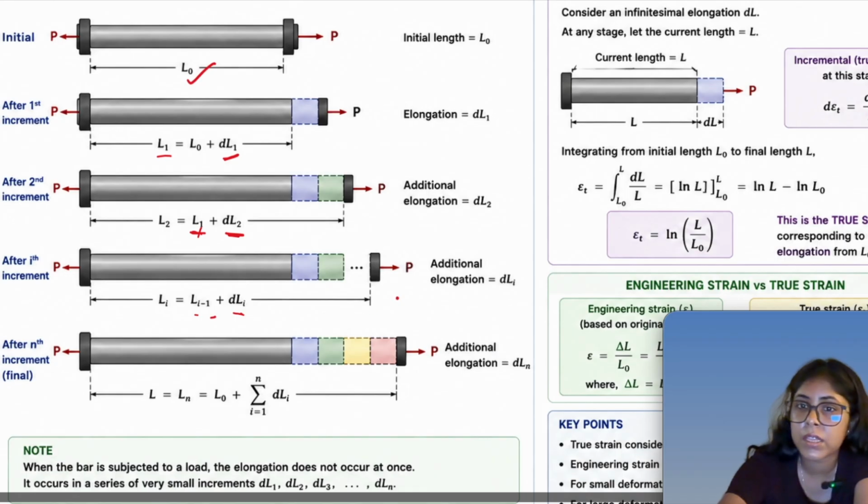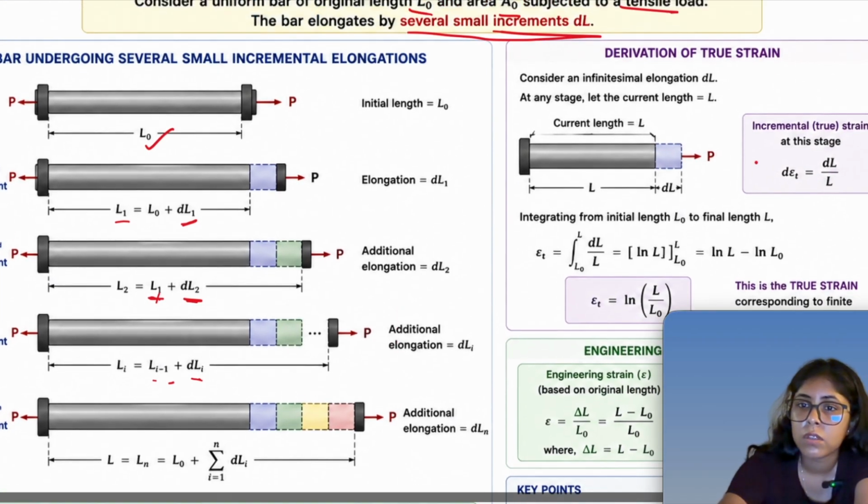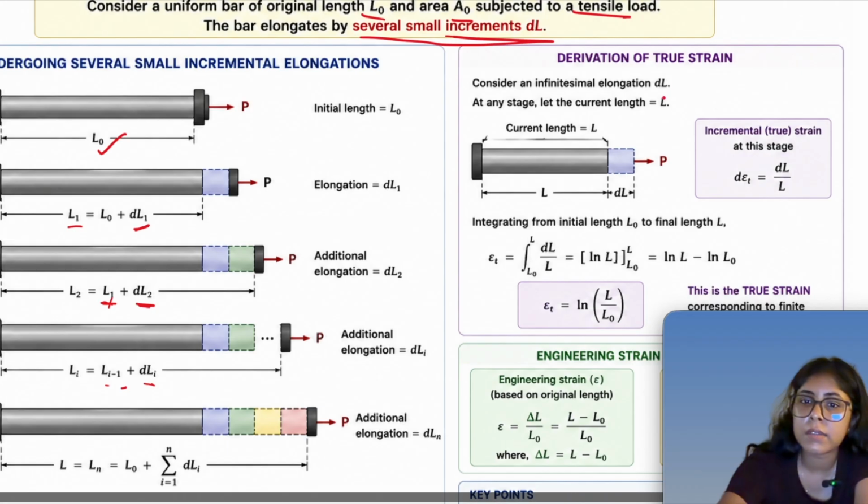With this we can now derive the true strain. Let's consider a very small elongation dL. At any stage L is the length. So the incremental true strain at any stage will be d epsilon equal to dL upon L.